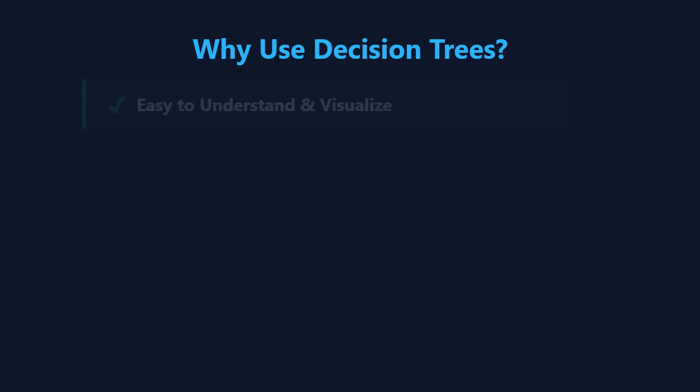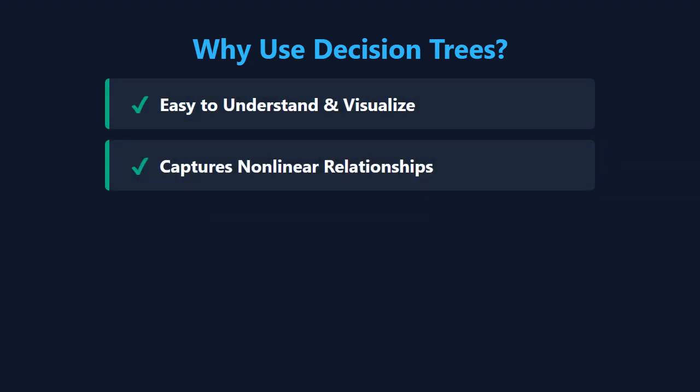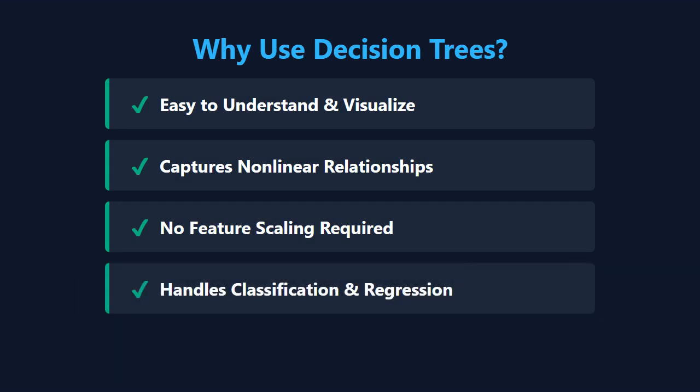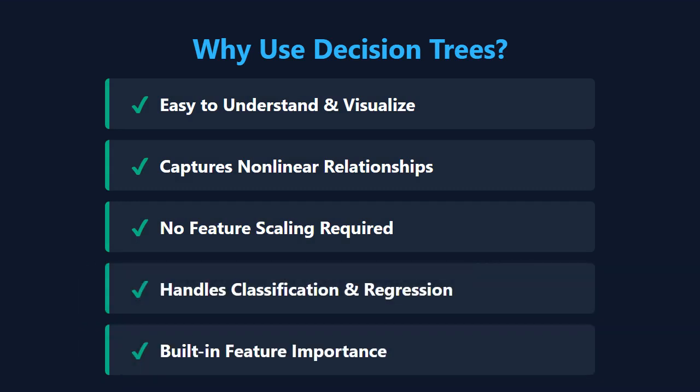Decision trees have several advantages. They're easy to understand. They're easy to visualize. They can capture nonlinear relationships. They can work with different feature scales without requiring standardization in the same way distance-based algorithms do. They can handle both classification and regression. And they provide useful feature importance measures.